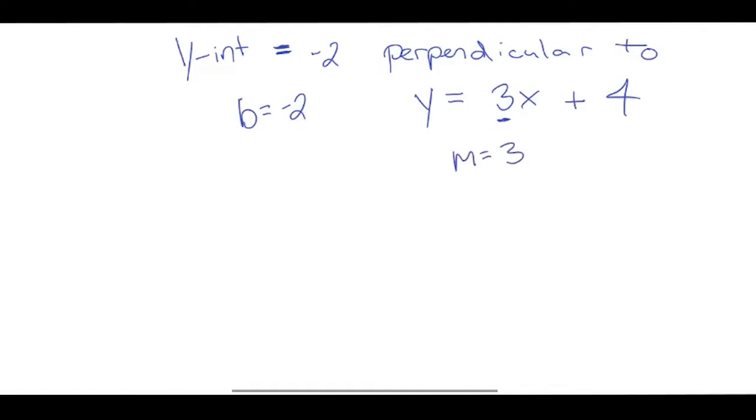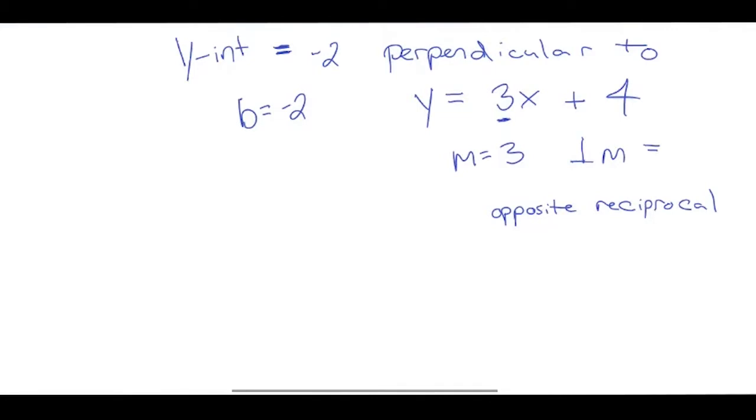But I want perpendicular slope, and I'm going to represent perpendicular by an upside down capital T. All right, so perpendicular slope. What is the perpendicular slope of 3? Well, perpendicular slope is opposite reciprocal. Okay, what does that mean? It means that if it's positive, it's negative. All right, but it's also upside down, right? It's the flipped version of it.